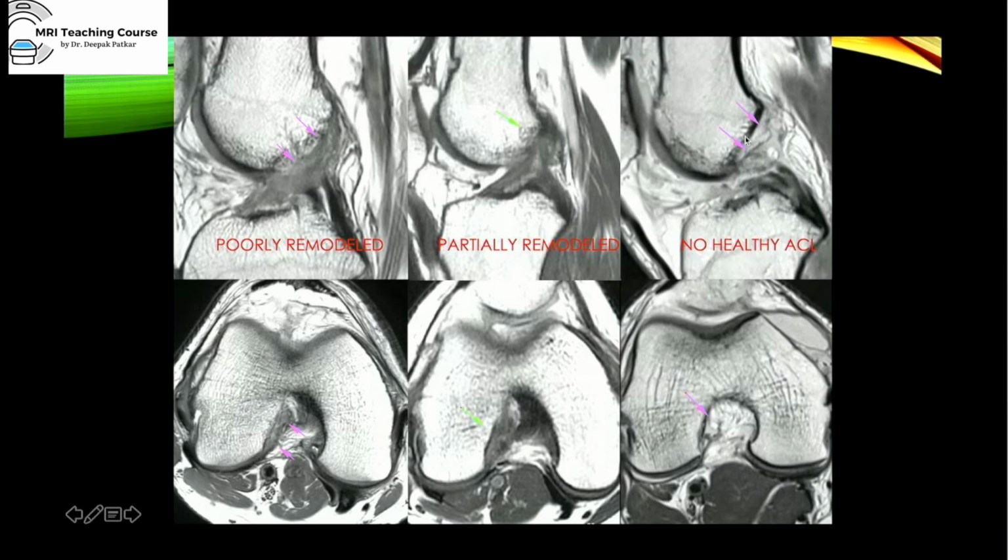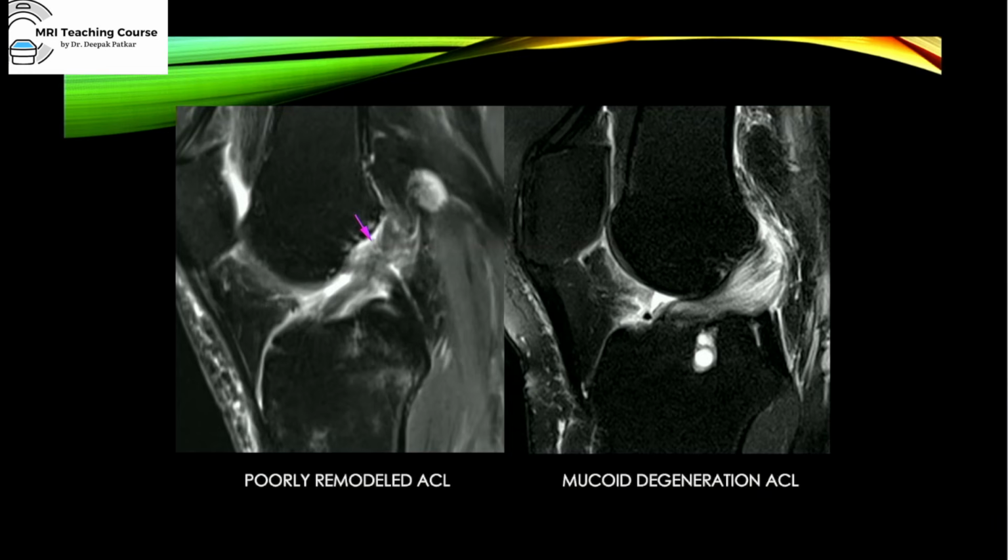Practically the notch has only one structure, which is the posterior cruciate ligament. I can't see even the PCL much. So even the PCL probably was damaged in this patient, right? So these are the three things that you can see. Now often people ask me how to differentiate between a poorly remodeled ACL and a mucoid degeneration.